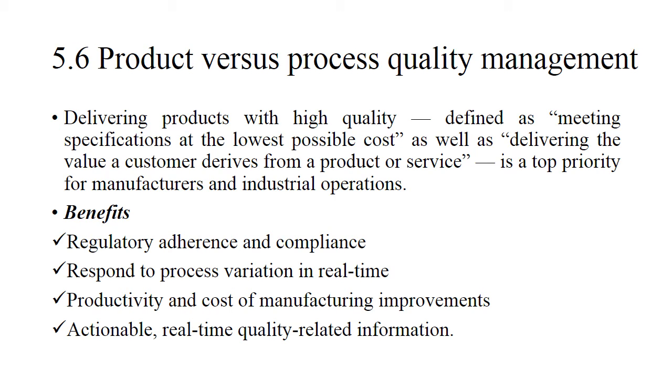Next topic is your product versus process quality management. How is your quality being managed, and what is the outcome of your quality management? When we are giving a quality product, the benefits will be regulatory adherence or compliance, that is, licensing and auditing will be good. It will also respond to process variation, with proper response time, productivity in the cost we use for manufacturing, and real-time quality related information.